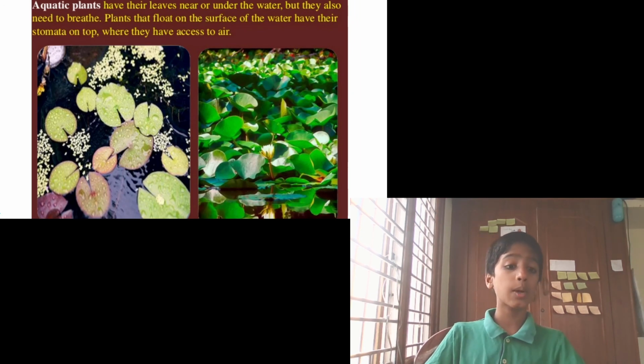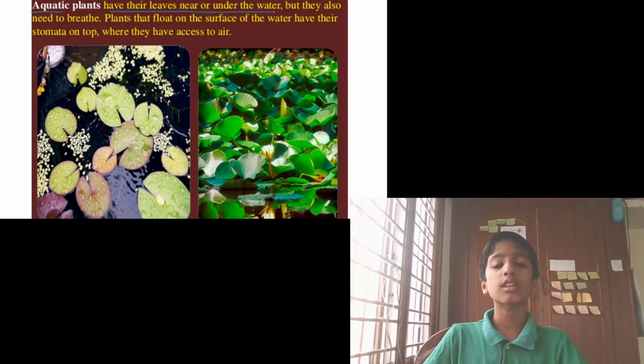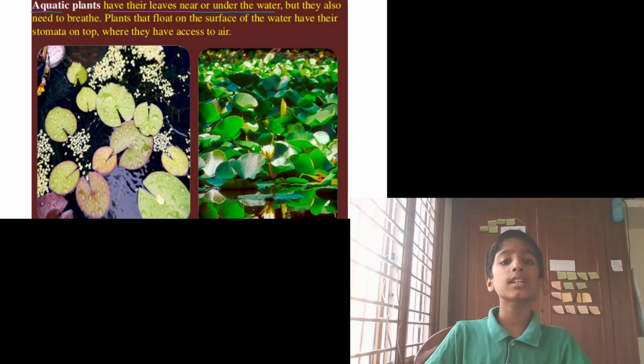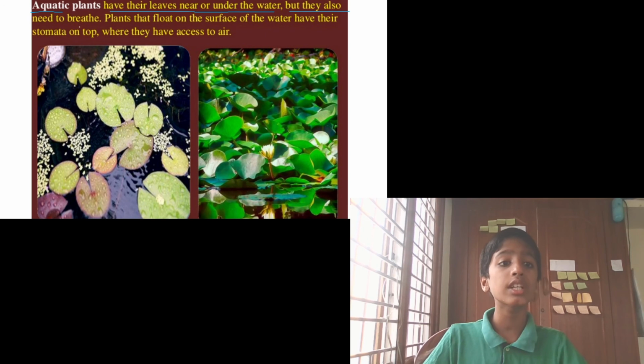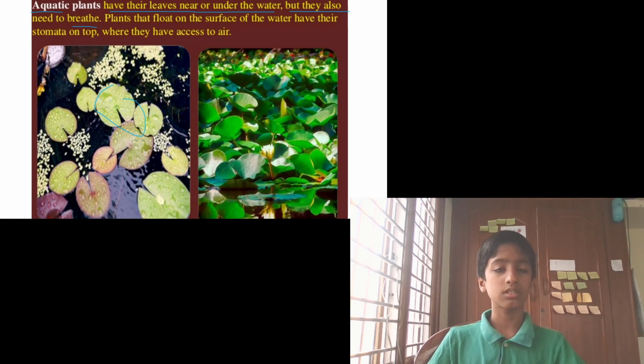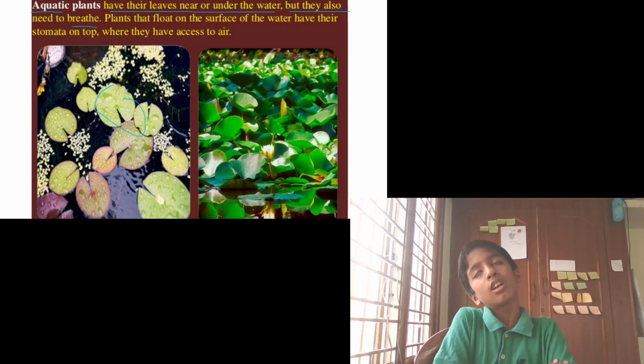And now come the aquatic plants. Aquatic plants have their leaves near or under the water, but they also need to breathe. Every living organism needs to breathe. Some plants can float, and they will be moving through the water all the time.